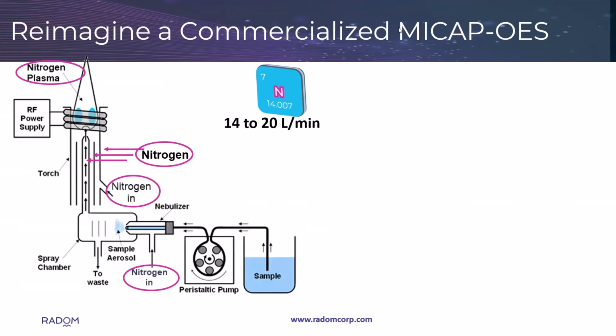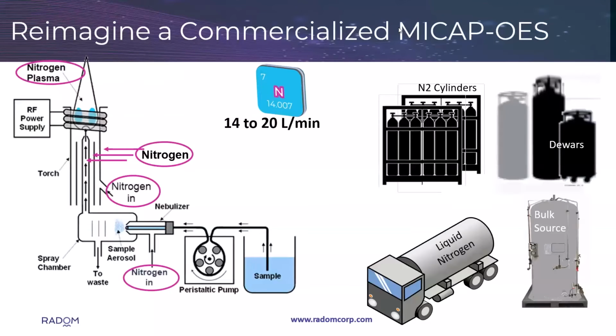Assuming normalized flow rates, we know that we would still be at 14 to 20 liters a minute. In addition, the same gas delivery options are available: cylinders, dewars, and a mini bulk source. However, nitrogen is different than argon.